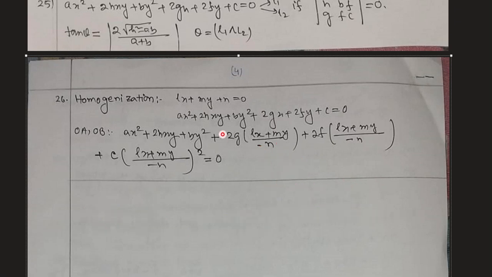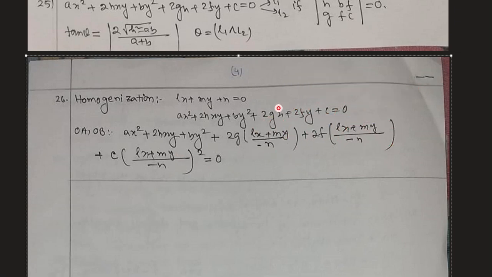So we have this general second degree equation, and we do the homogenization. That means every term should be made of degree 2. So it is degree 2, it is degree 2, it is degree 2, but this one is degree 1, so I multiply by this term. From here I am taking Lx plus My is equal to minus n. Dividing by minus n on both sides, you are getting 1. So in the place of 1 I am writing Lx plus My by minus n.